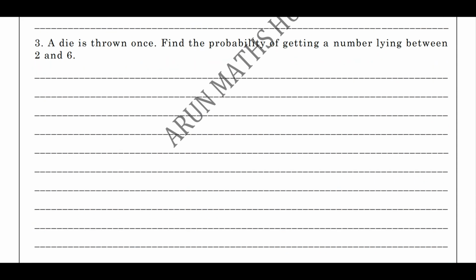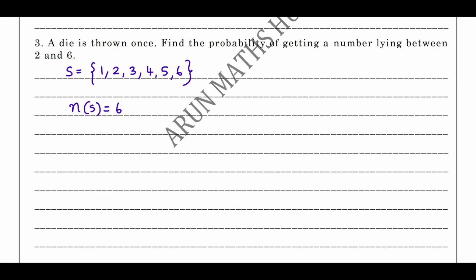Now a die is thrown once. Find the probability of getting a number lying between 2 and 6. If a die is thrown, what are the possible outcomes? All the possible outcomes, you can get 1 or 2 or 3 or 4 or 5 or 6. That is n of S equals 6. That is, you have 6 possible outcomes when a dice is thrown.